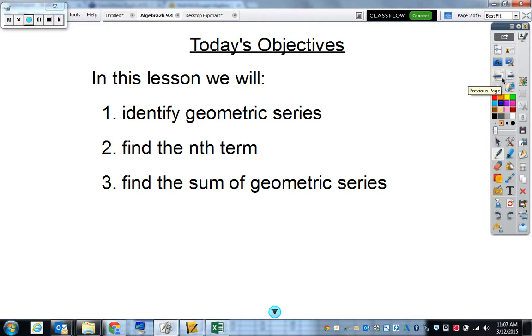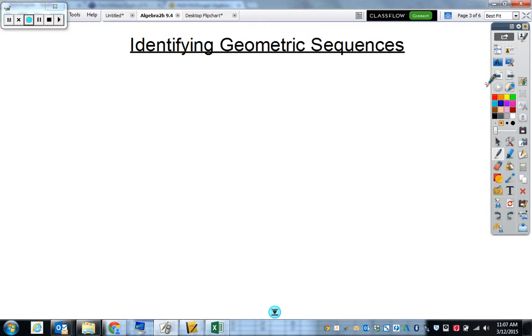So in today's lesson, we're going to identify geometric series. We're going to find the nth term and find the sum of the geometric series. So, identifying geometric sequences. Let's give us a sequence.